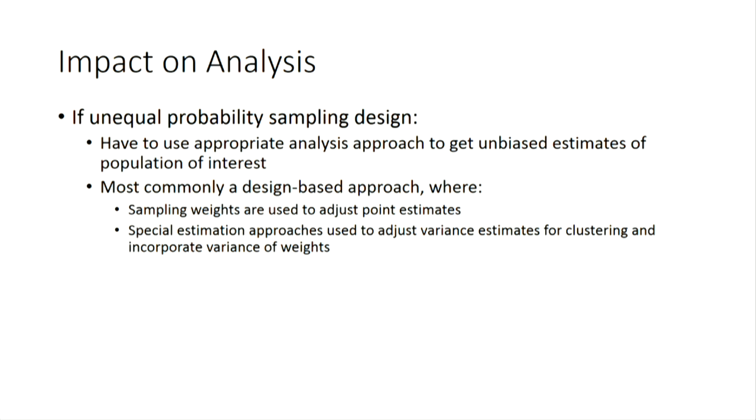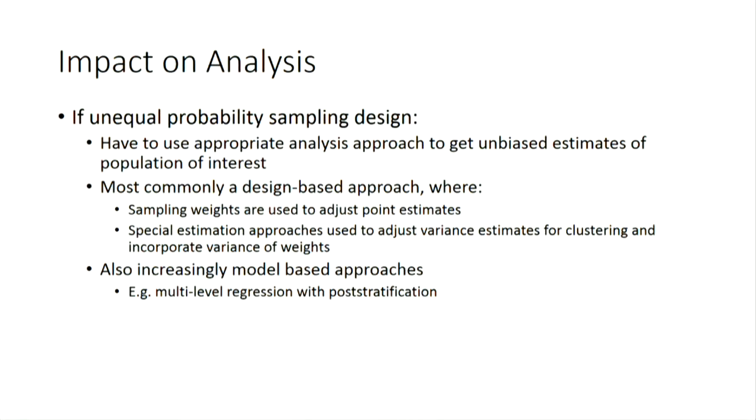And most commonly, people use a design-based approach where they essentially calculate weighted means or weighted proportions depending on what a particular sample member's sampling weight is. But you also need to be concerned not only with getting an unbiased estimate of a proportion, a prevalence estimate, or an unbiased mean of whatever it is you're trying to measure. You also have to be concerned about how the sampling design impacts your estimate of the variance so that you get accurate confidence intervals and p-values and things like that.